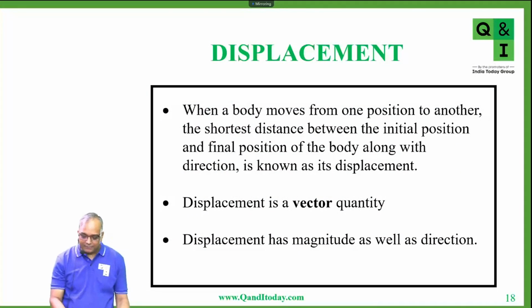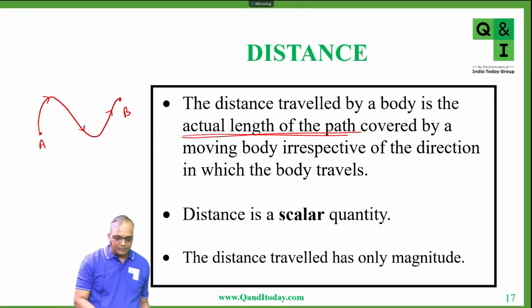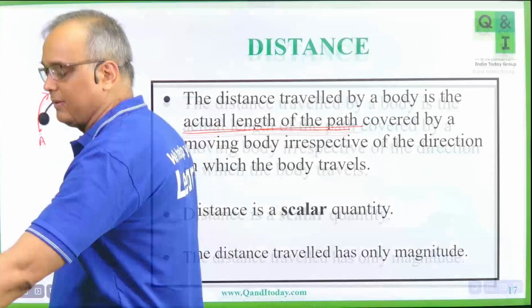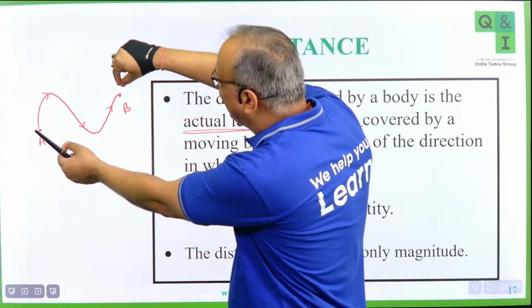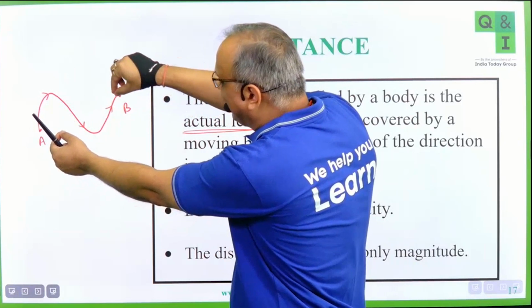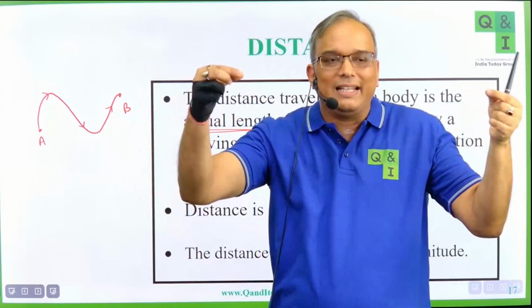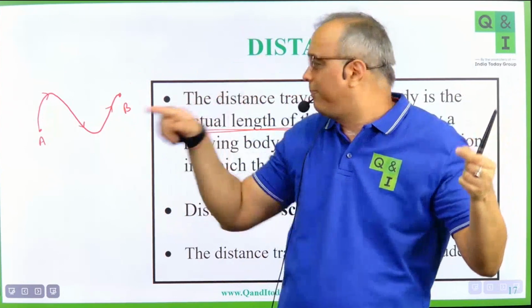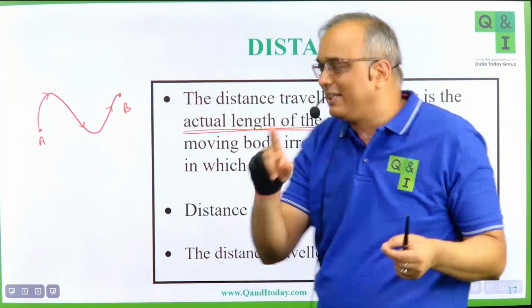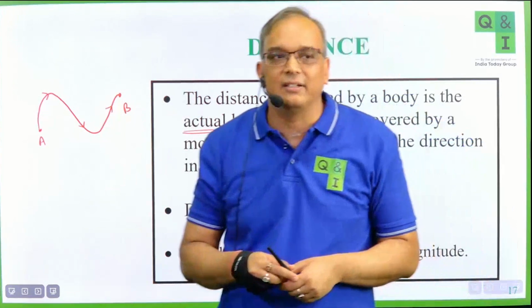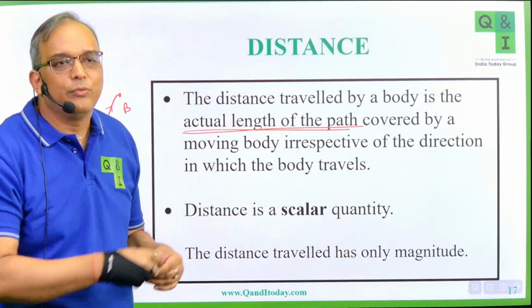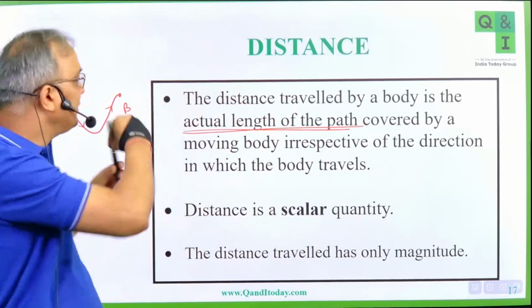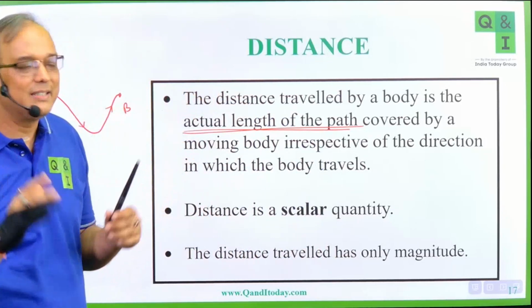So if from A to B we put the thread along the path, and then take the thread and measure its length, that will give me the path length, and that path length is actually the distance traveled. Is it clear, student, what is distance traveled? So we actually measure the length of the path along the curve, right? That is the distance traveled.